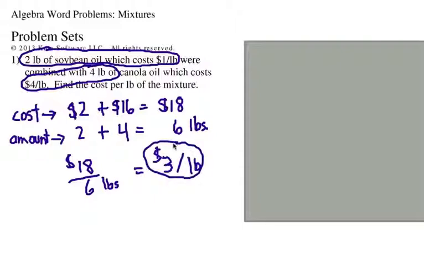Now I know it's a fairly simple example, but you want to make sure that you break it down as costs and amounts, and then you figure that out as a ratio. Next video is going to be a problem set where you're going to have one more of these unit price type of questions, and then we're going to have a solutions type of mixture pair of problems.